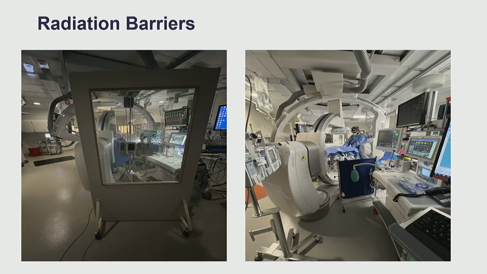Radiation barriers: this just shows, in our cath lab and EP rooms, the types that we use. We have one that's a large door with a leaded glass window, and it works great, but it's hard to have a conversation with the cath lab proceduralist during the case. And in our EP room, we have a smaller one because they use less fluoroscopy. But regardless, they're both in the way of you and the patient.